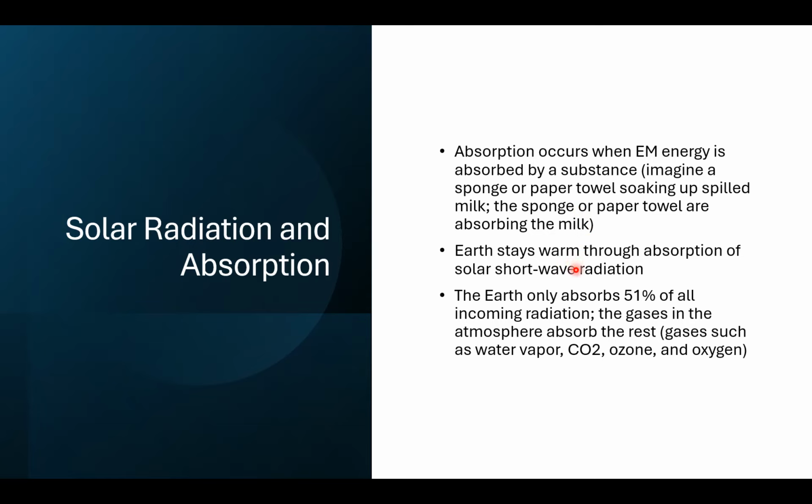Earth is going to stay warm through absorption of the solar shortwave radiation. And by the way, the Earth itself only absorbs 51% of all incoming radiation. As the radiation passes through the atmosphere before it hits the Earth, there are many different types of gases in the atmosphere that are going to absorb the rest of this radiation. Some of those gases include the water vapor molecules, the carbon dioxide, CO2, the ozone, which is O3, which is generally going to occur up in the stratosphere. You're going to get the O3 ozone to really absorb that incoming shortwave solar radiation in the stratosphere, and then you have oxygen as well.